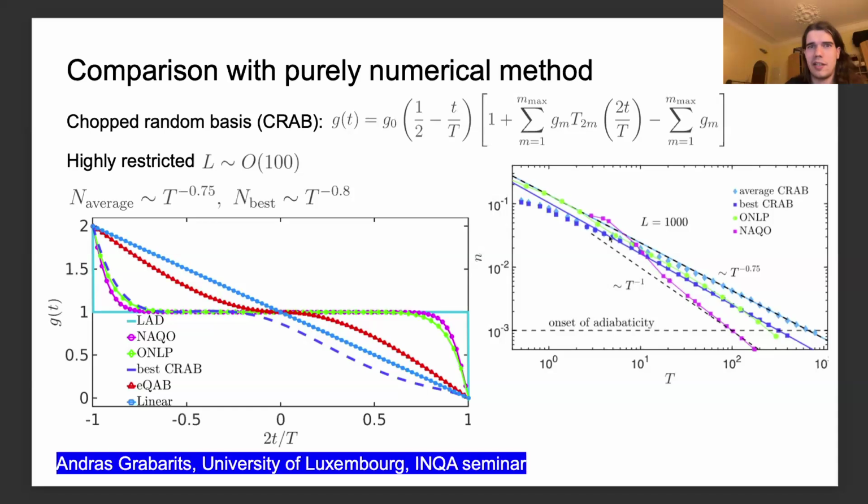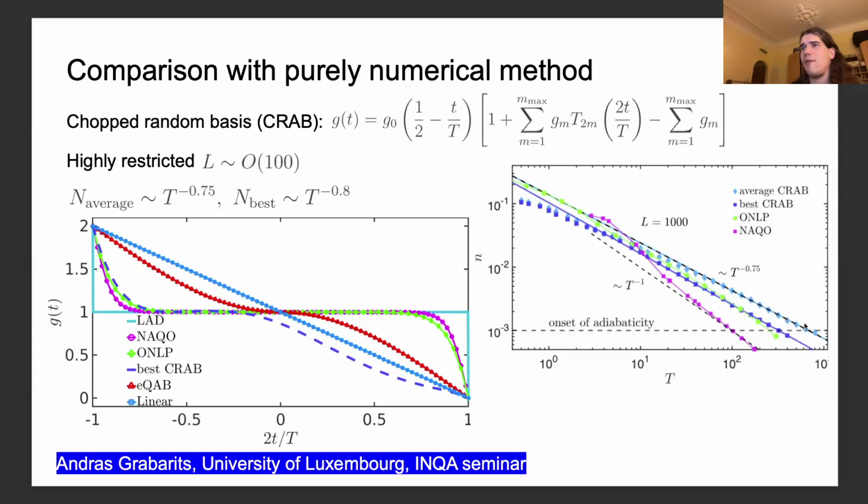It took a week on a cluster, and the performance was not even as good as the optimal nonlinear passage. The result was the average result of this CRAB is t to the minus 0.75, worse than the optimal nonlinear passage, and the best is also a little bit worse than the optimal nonlinear passage. It can be seen here.